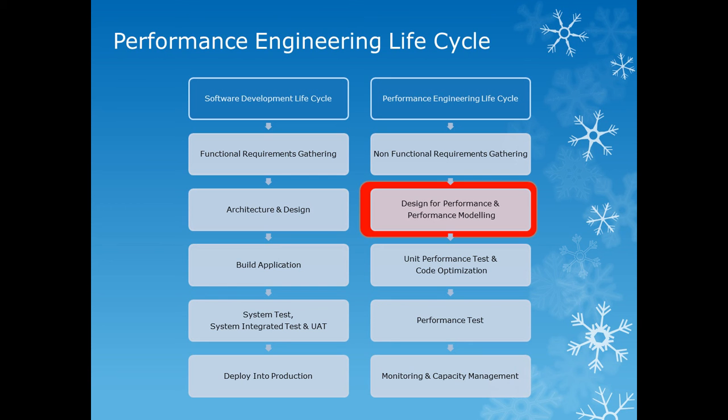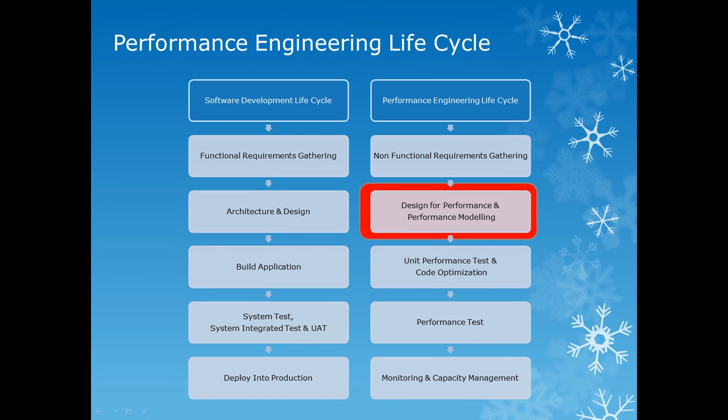Performance engineering is an ongoing process. Performance engineering is aimed at ensuring that the application meets its non-functional requirements. And as part of the session today, our focus is on the performance modeling part, or the design for performance and performance modeling, wherein we focus on using performance modeling techniques towards validating the non-functional requirements, towards validating the design assumptions, towards validating the infrastructure assumptions at an early stage.